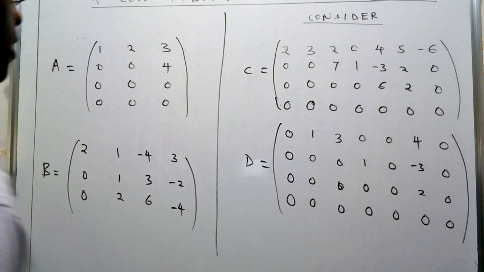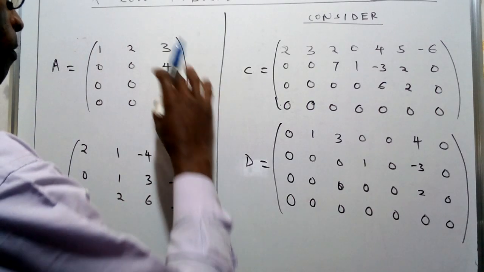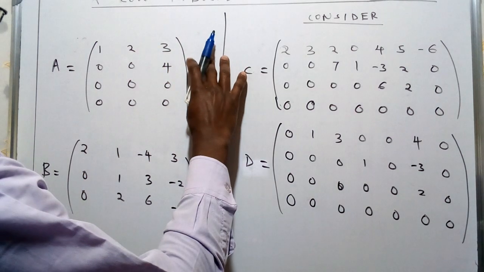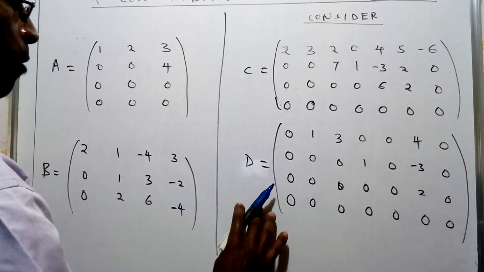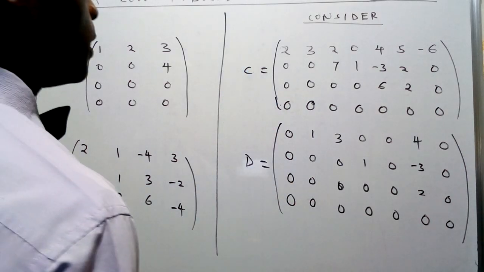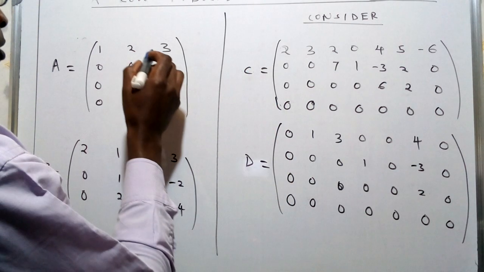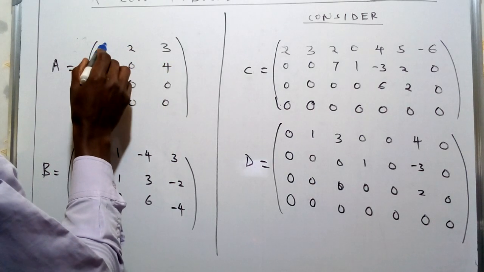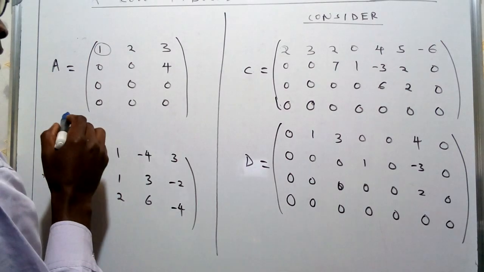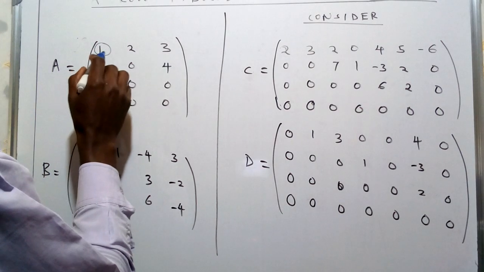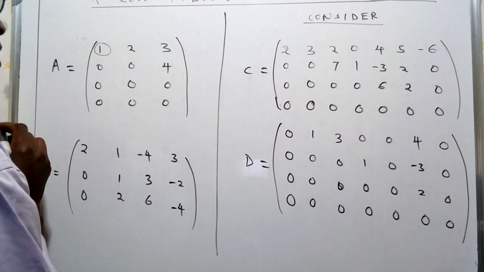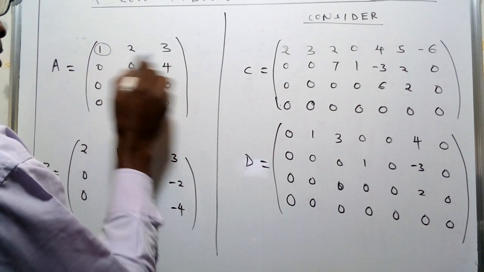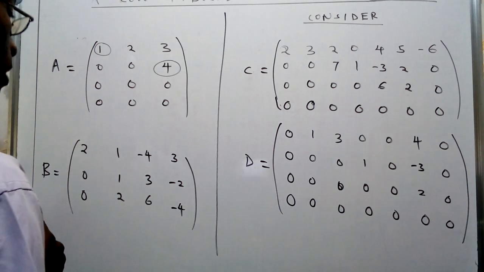Now, if we consider the various rows of these matrices, we're going to see that A has 4 rows, B has 3 rows, and C and D have 4 rows respectively. Each non-zero entry, which is identified as the first element of a row, is going to be regarded as the leading entry. For A, we identify 1 as the first leading entry from the left for the first row, and 4 for the second row, respectively.